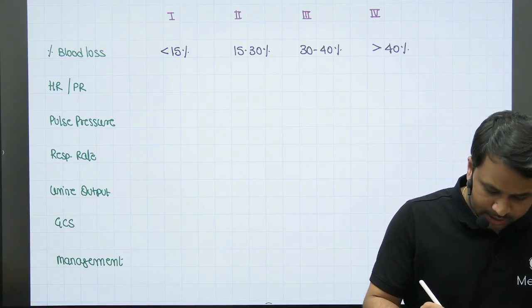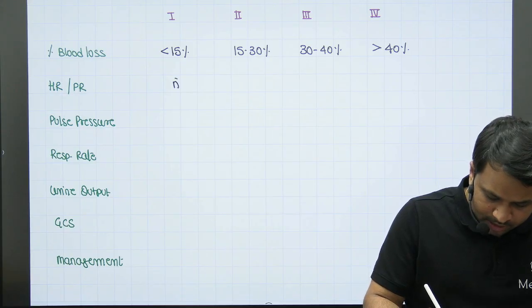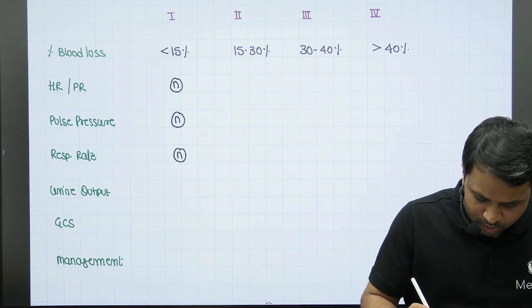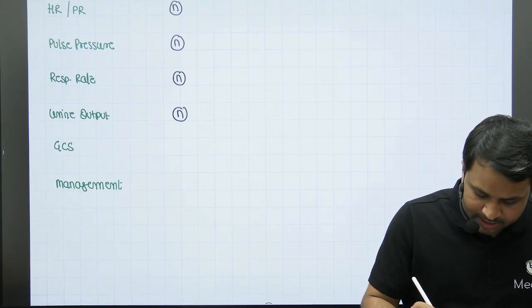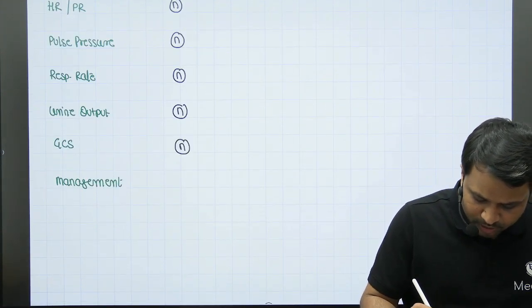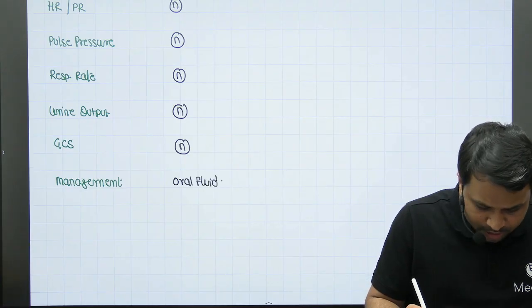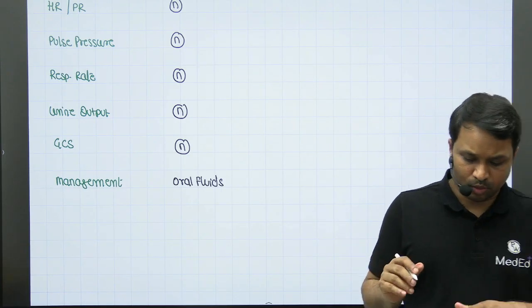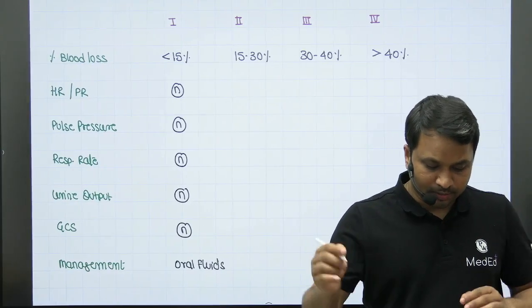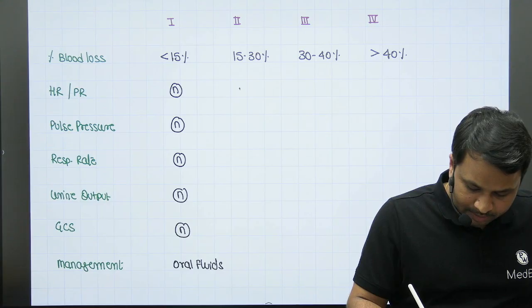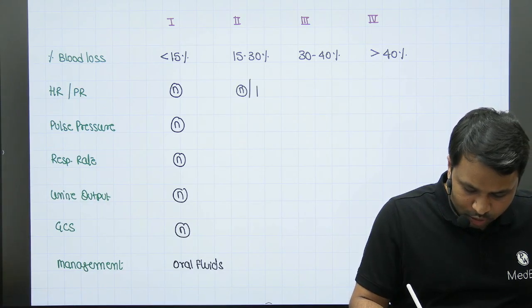Now, you'll notice that initially in class 1, the heart rate remains normal, the pulse rate remains normal, the respiratory rate remains normal, the urine output remains normal, the GCS remains normal. So everything is normal. Here you can only give oral fluids for the patient in order to respond. Nothing more is to be done here. When it comes down to class 2 hemorrhagic shock, the heart rate may remain normal or it will start to pick up.